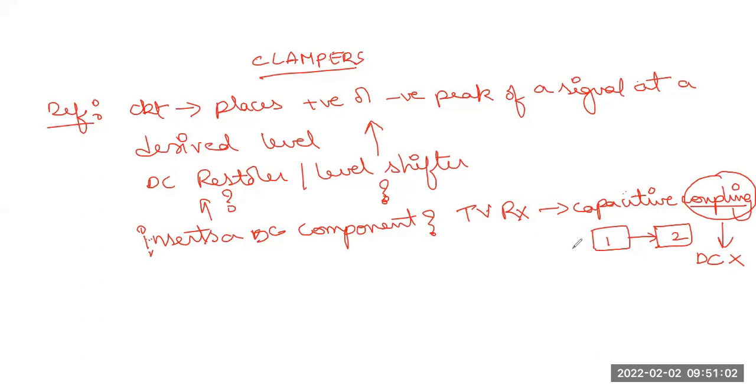So in such cases where the DC component is required and at the same time capacitive coupling should be used, we use what are called DC restorer circuits. So this is what we have as a clamping circuit.